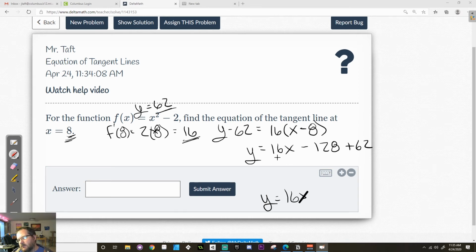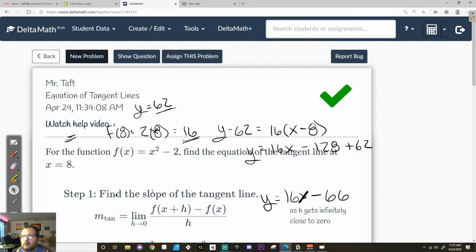Let's see, negative 128 plus 62 is negative 66. Let's see if I'm right. It'd be funny if I were wrong. I don't think I am, but it'd be funny if I were. So y equals 16x minus 66. Here we go.